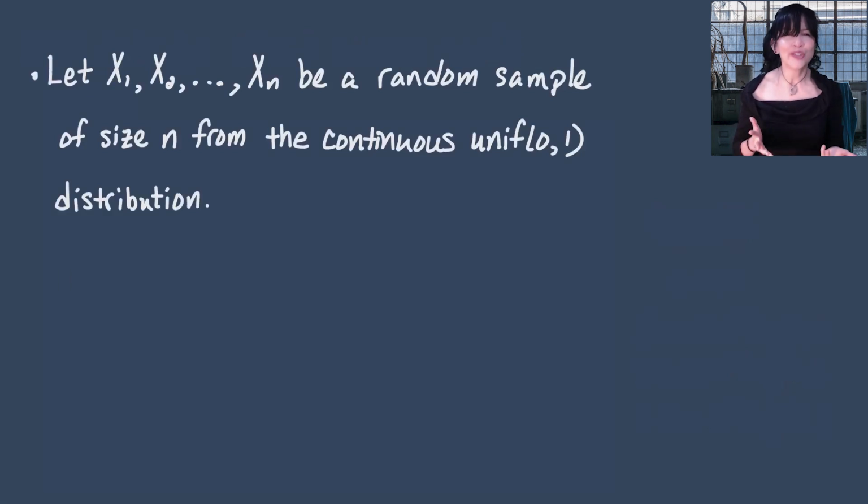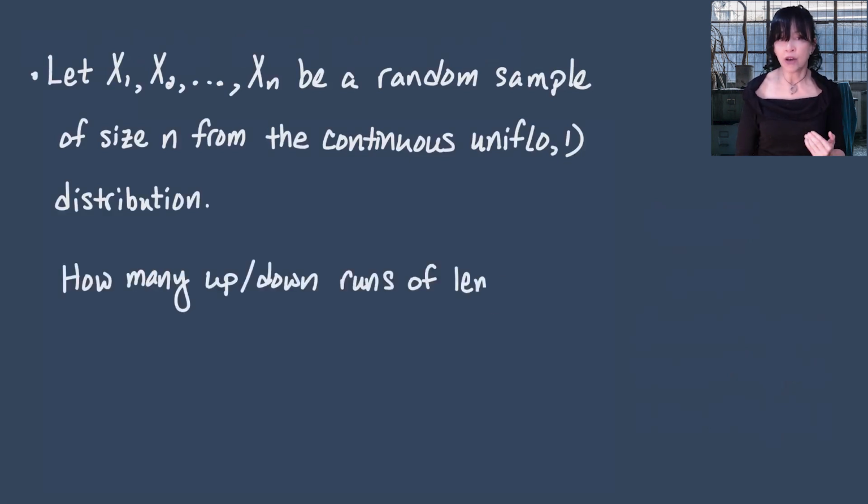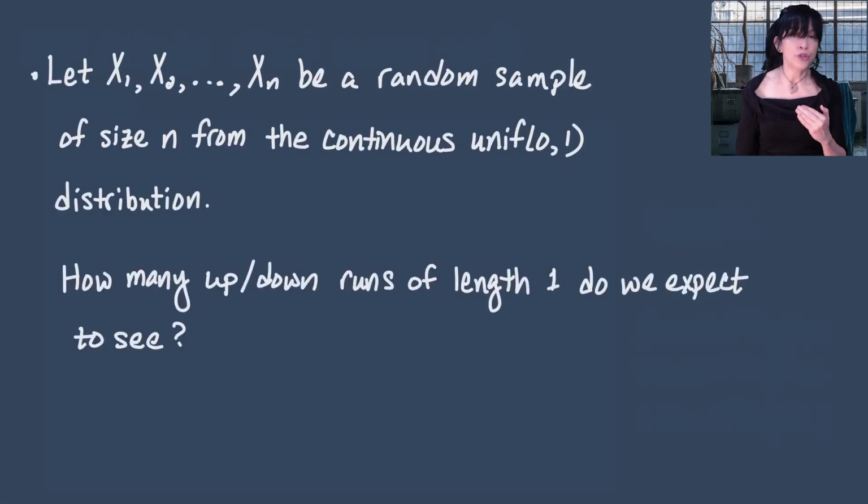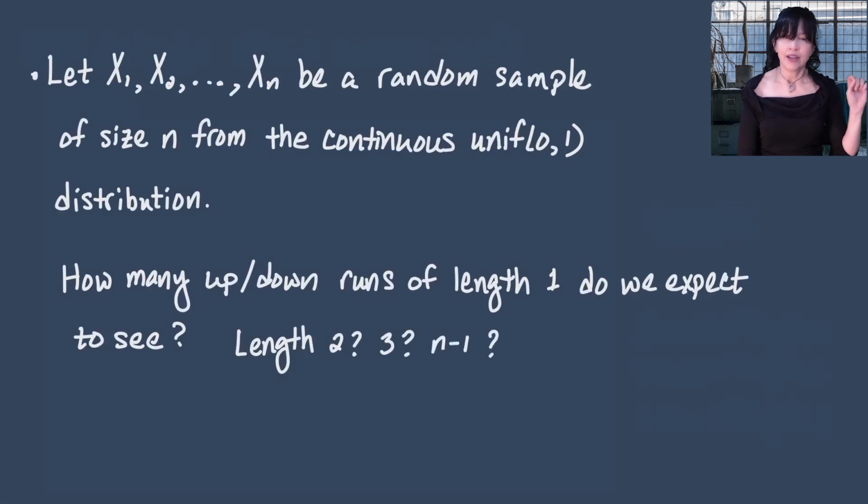My question to you is, in this sample of size n, how many up and down runs of length 1 do you expect to see? And then of length 2, how many up and down runs of length 2 do you expect to see, and 3, and so on. And the highest run length you could have in a sample of size n is one big run of length n minus 1. So that would be if they just all went up from the beginning or all went down, you could get one big run of length n minus 1.